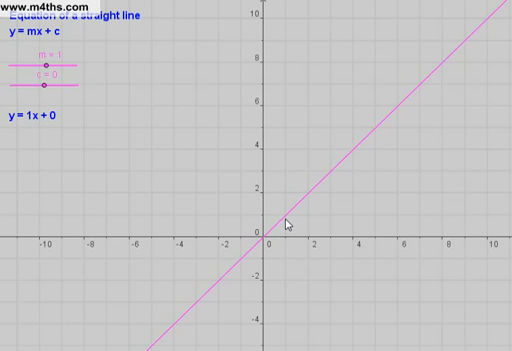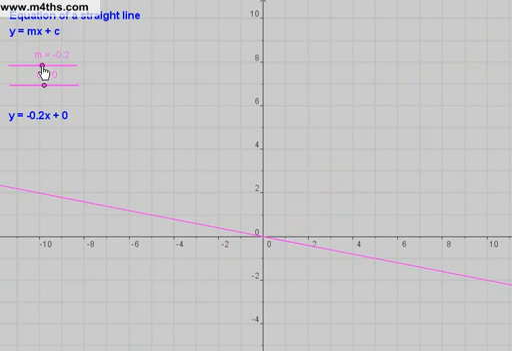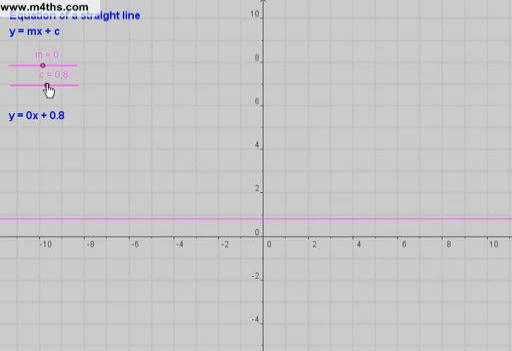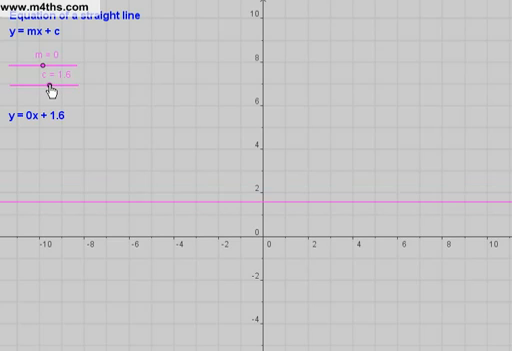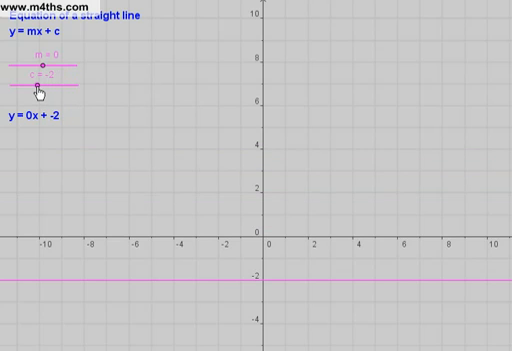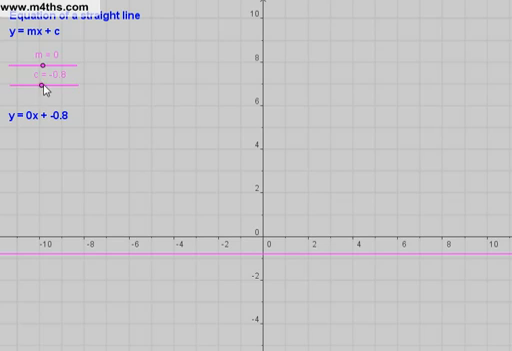Y equals x. So for every y, the same x. 2x, 2y, and it just keeps going. Now we're going to go to a 0 gradient, which just means a flat line. So that's the line there, y equals 1. This is the line y equals 2, and so on and so forth. Y equals 3, y equals 4, y equals negative 2, which is stuff you would have done hopefully at primary school. And in the same way, vertical lines, x is going to equal whatever.